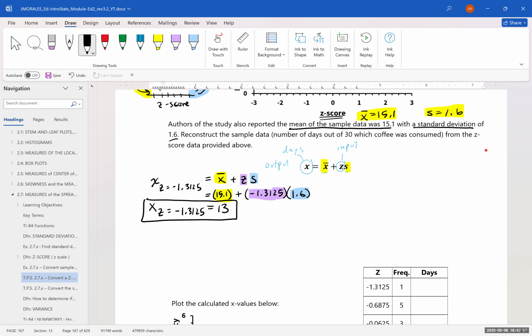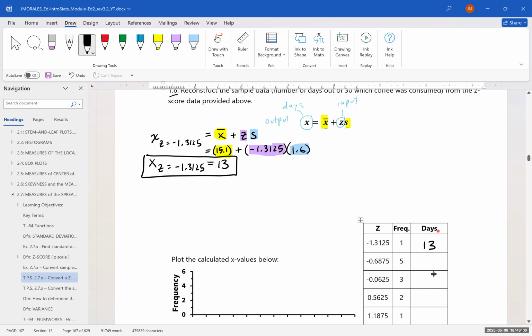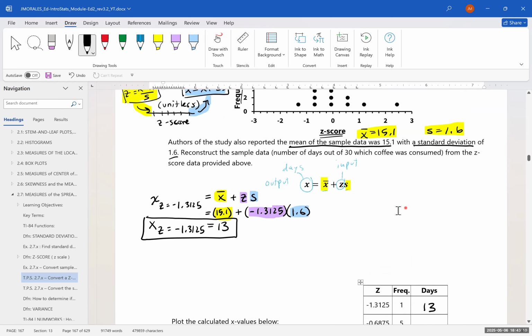So here I'm going to put this in the table. That's 13. I'll put a point at 13, but we'll wait to graph it until we get them all.